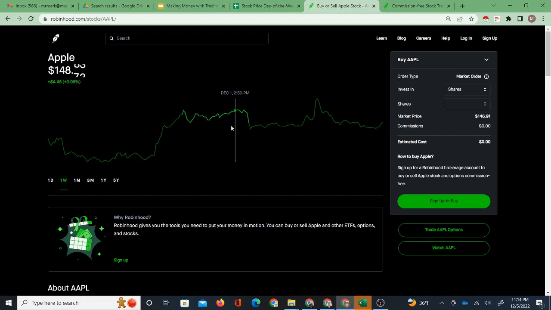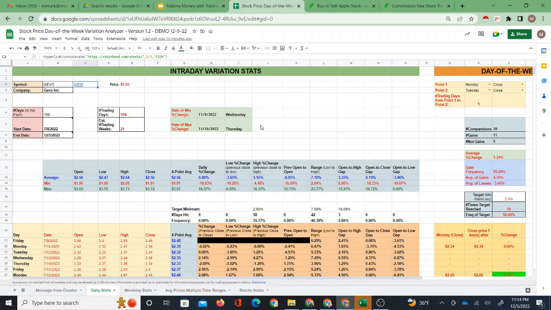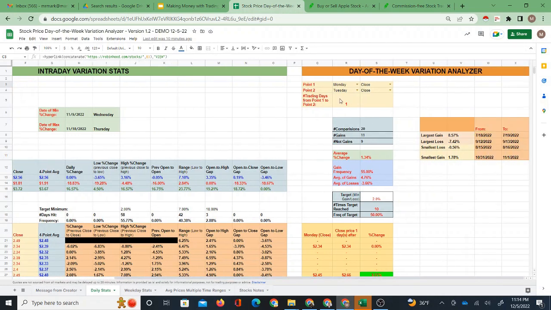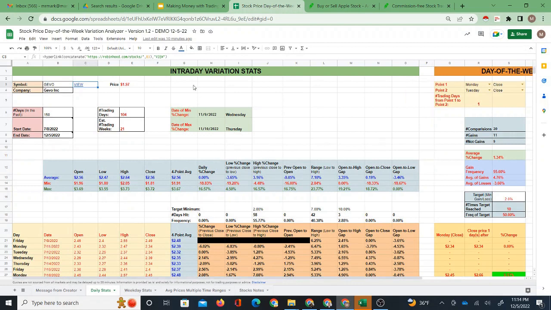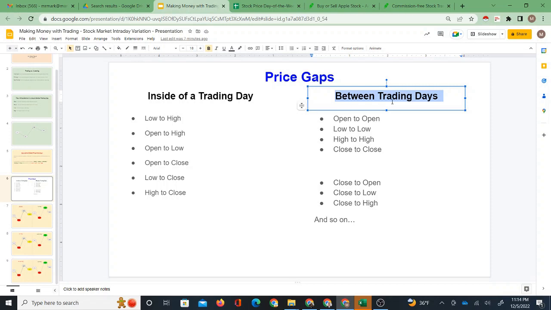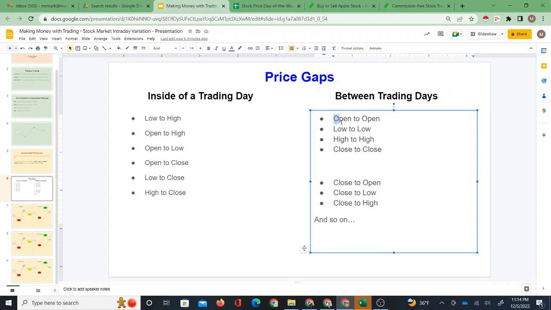So that's a lot to do visually, and that is really where the Google Sheet comes in handy. I created this Google Sheet which can look in between different days of the week for you, and it can do it over an extended long period of time and tell you what happened between those points, like between trading days. There are way more possibilities between trading days because it could be any point on one day to any point on the other.